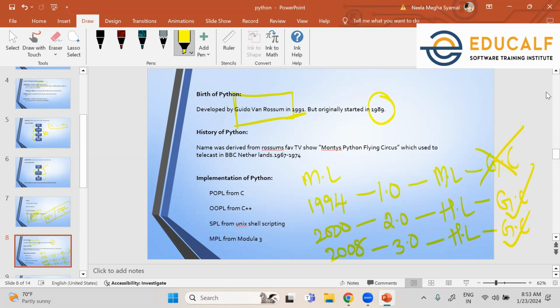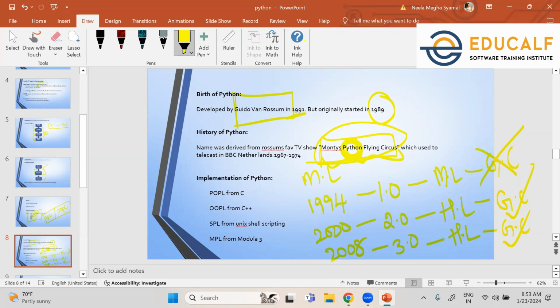When Rossum was very young, in the years 1967 to 1974, he used to watch a TV show called Monty Python's Flying Circus. It's basically a stage comedy show. He used to watch that show on BBC Netherlands, and he was very crazy about it. He didn't know what to name the language, so he named the programming language which he built after that TV show, Python. He took the Python word from his favorite TV show.